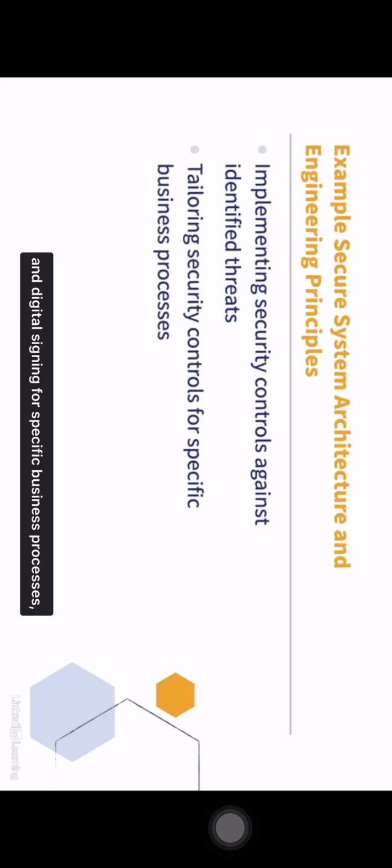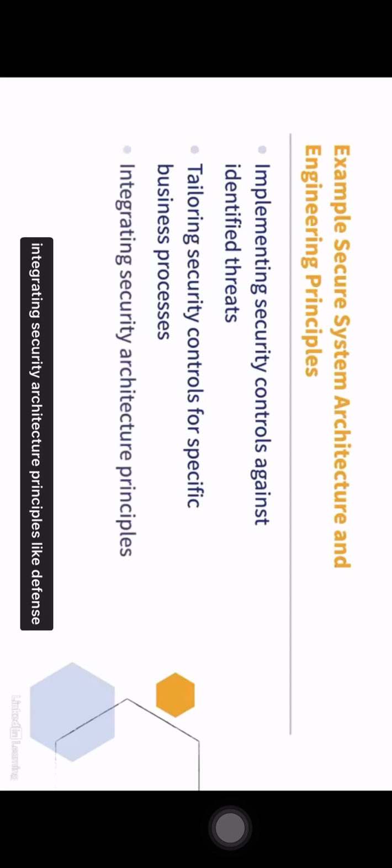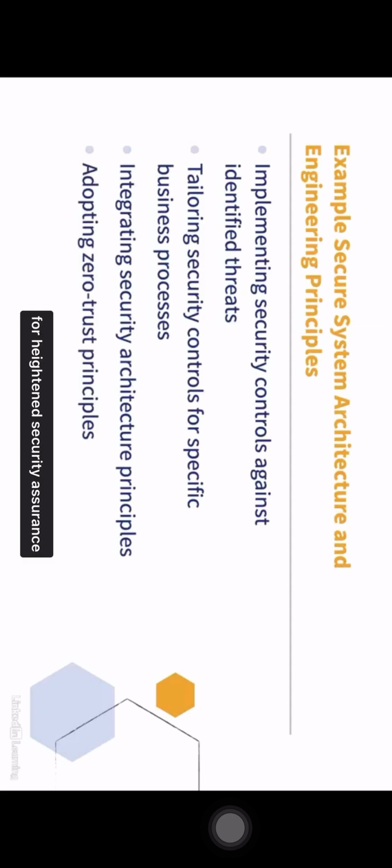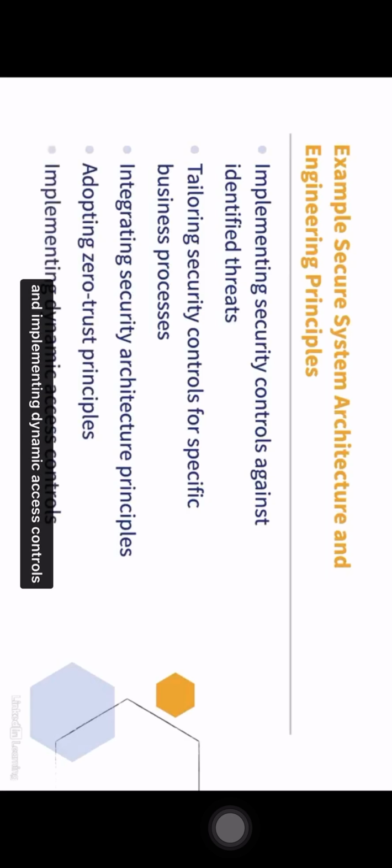ISO 27002 recommends considering the following as secure system architecture and engineering principles: implementing comprehensive security controls against identified threats, tailoring security controls like encryption and digital signing for specific business processes, integrating security architecture principles like defense in depth and least privilege, adopting zero trust principles for heightened security assurance, and implementing dynamic access controls that evaluate the context of each access request for more accurate authorization.